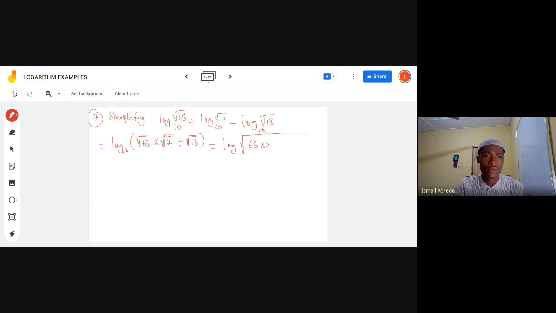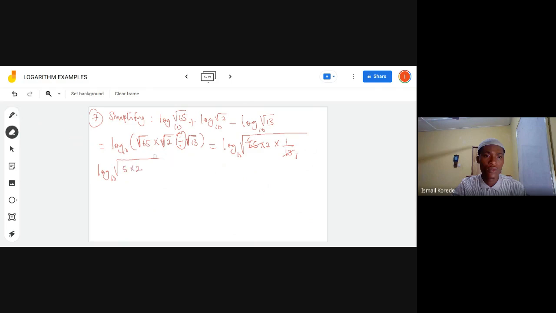All right, so what we have here is the log of root 65 times 2 times 1 over 13. That is by making this 1 over, because I have this division here, to base 10. So 13 can go in 65 five times. So I have log to base 10 of the root of 5 times 2.